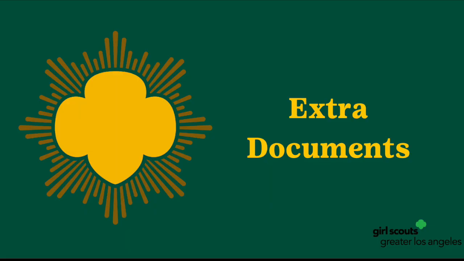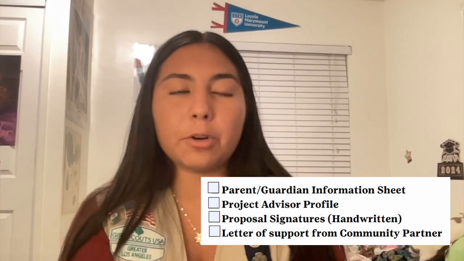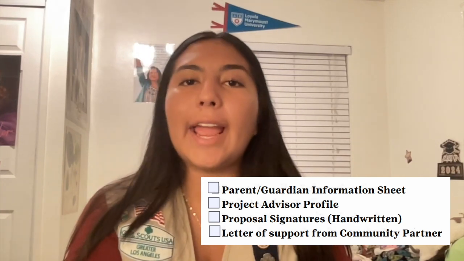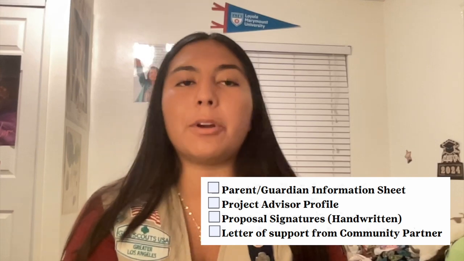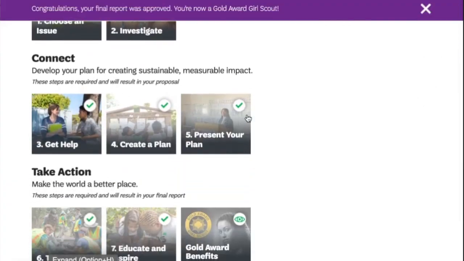Once you're done filling out Step 4 on Go Gold, you will review, upload the necessary documents, and submit your proposal. It is extremely important that you attach all the required forms in your proposal submission, which includes the parent information sheet, advisor profile, proposal signatures, and letter of support from community partner. More information on these documents can be found in the Gold Award Handbook. The link to attach these documents is located midway through the proposal form.